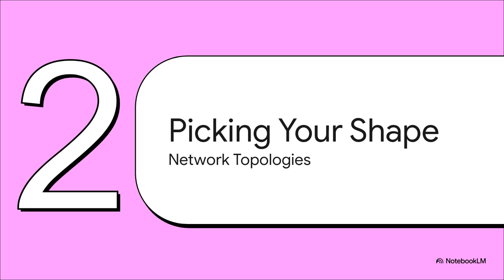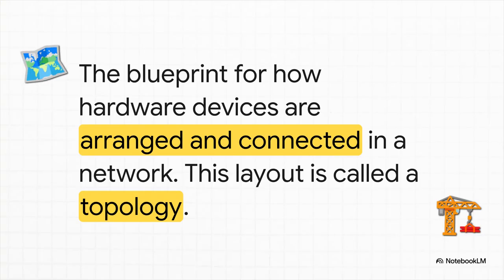Okay, so we've got the gear, now what? How do we actually connect it all together? Turns out, the shape or the layout of your network is just as important as the parts themselves. This is the blueprint. And in the networking world, there's a word for that blueprint. It's called topology. It's just a fancy term for the pattern you use to connect everything up. And just like building a house, the blueprint you pick makes a huge difference in how well everything works.